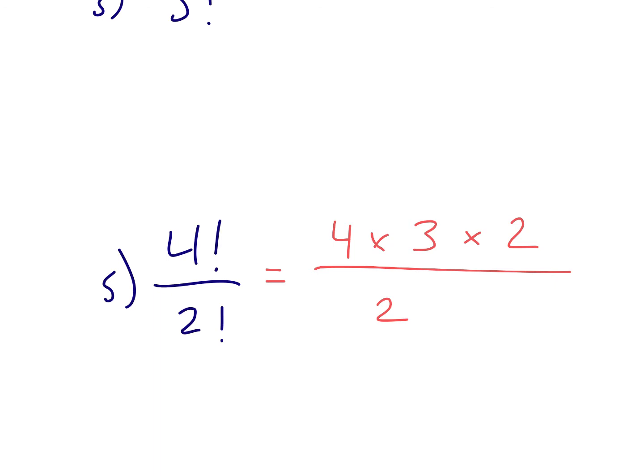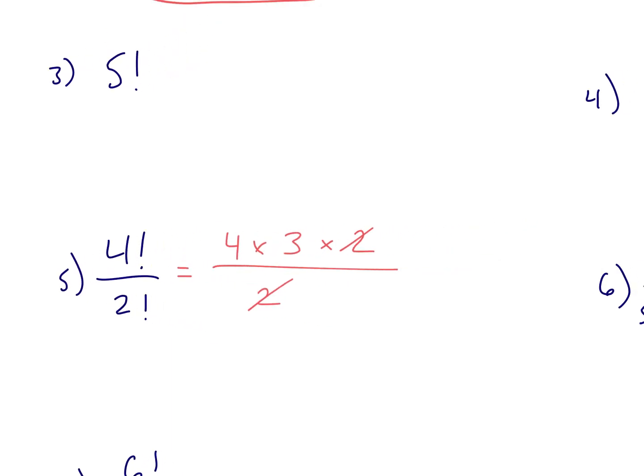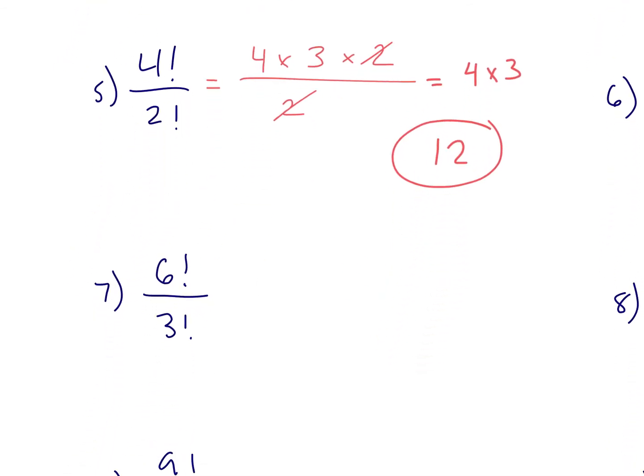Anytime you have something on the top that's the same as something on the bottom, they cancel out. So do I have anything that's the same here? 2 and 2. So then what am I left with? 4 times 3. And what's 4 times 3? 12. So my answer is 12. Didn't even need the calculator for this one. Any questions on that one?